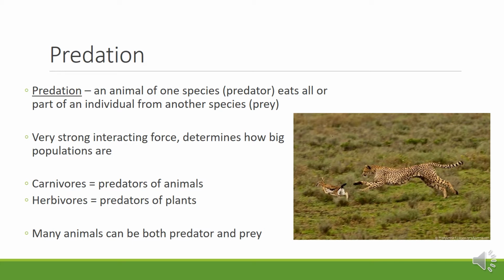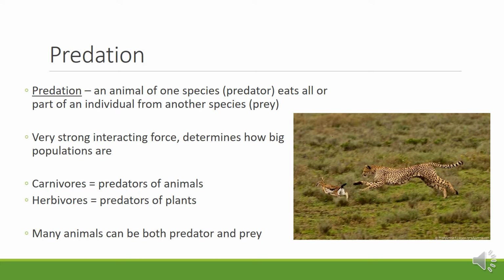Predation. This is the interaction where an animal of one species, the predator, eats all or part of an individual from another species, the prey. This is a very strong interacting force. It determines how big populations are. If you have lots of predators, you won't have lots of prey. And if you have lots of prey, then you will probably get a few more predators as they start to breed and because they have a constant food supply.